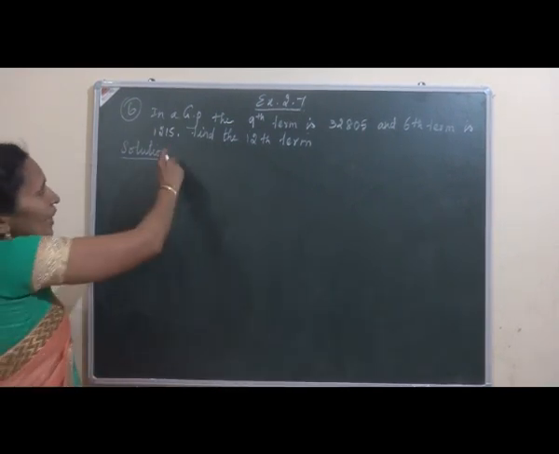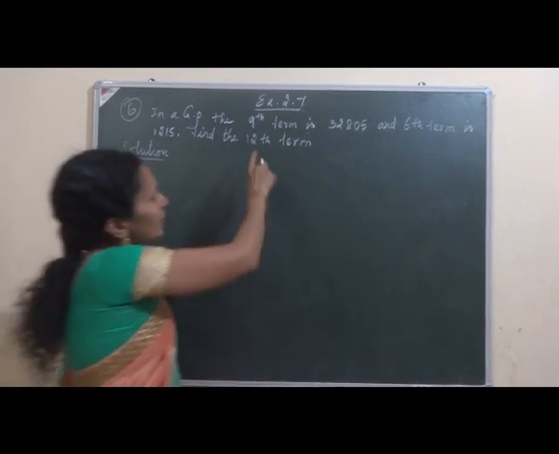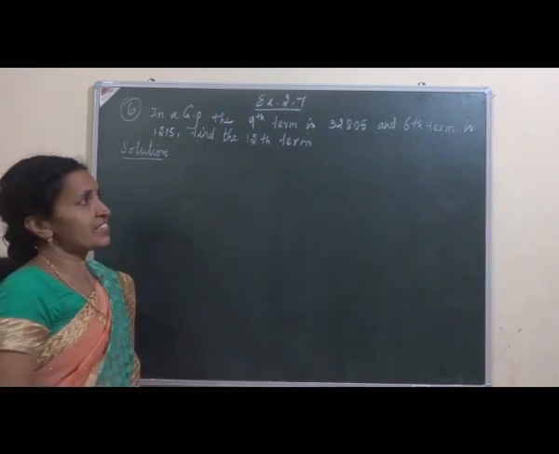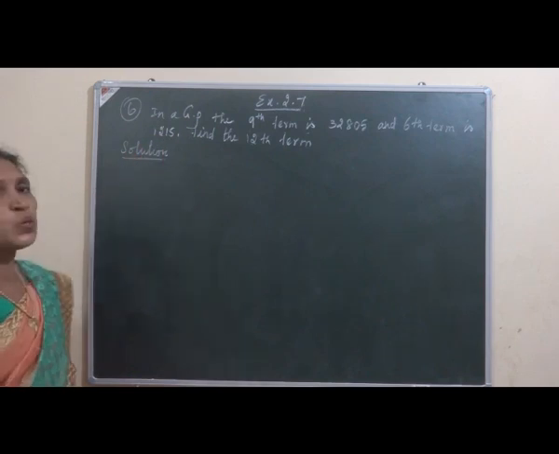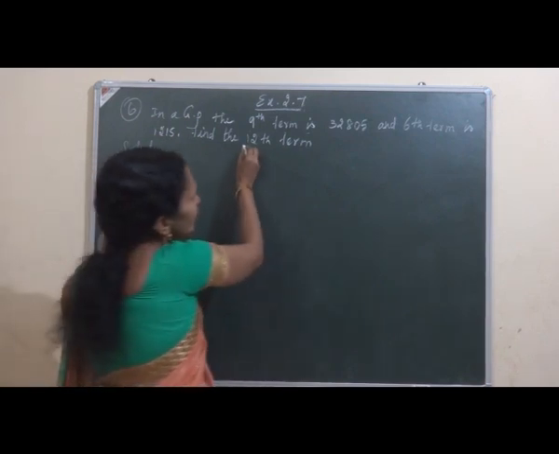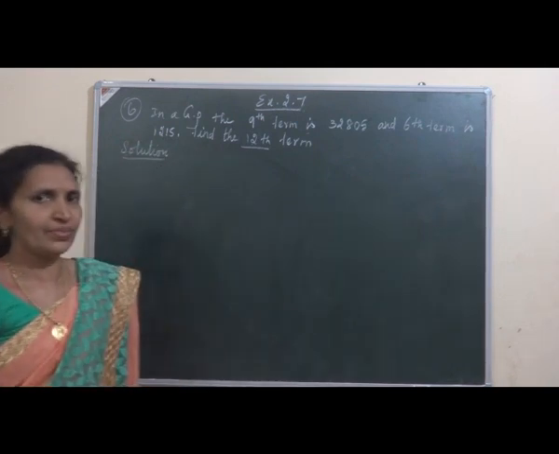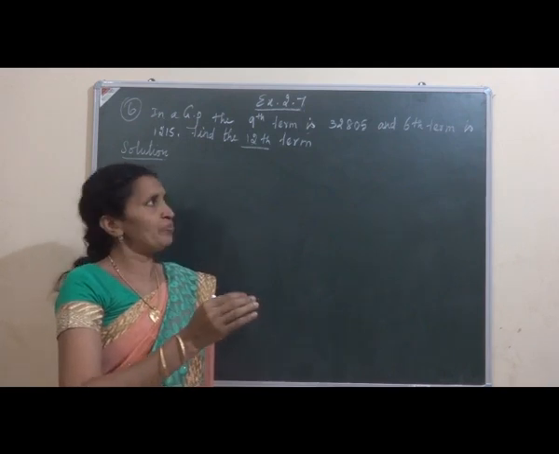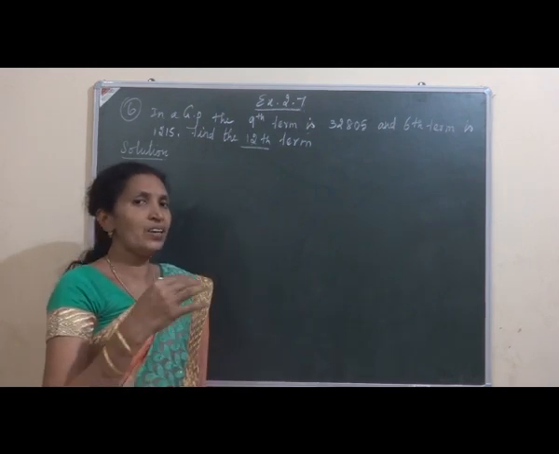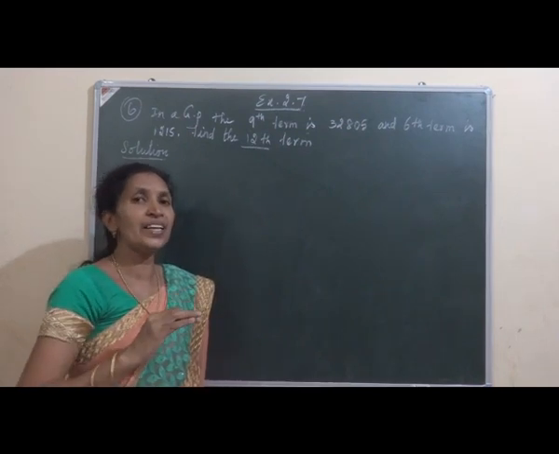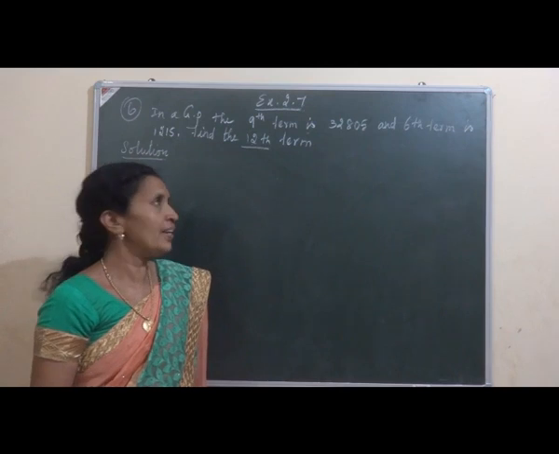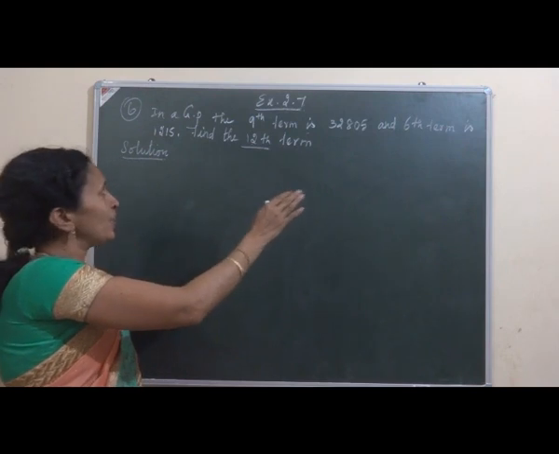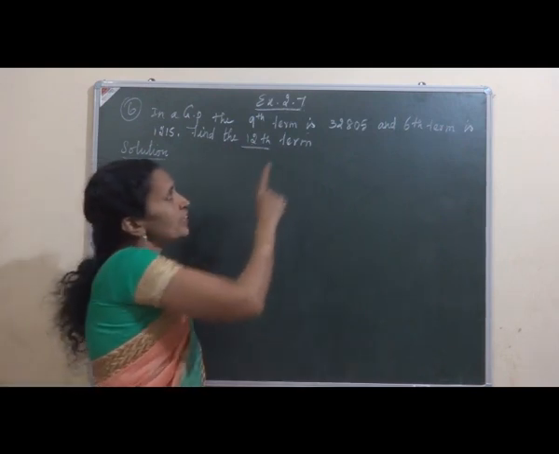Listen students, in a geometric progression the ninth term is 32,805 and the sixth term is 1,215. Find the 12th term. In the previous question they gave the fourth term and the seventh term, and they asked to find the geometric progression, right? Here they gave the ninth term and the sixth term. They asked to find the 12th term.